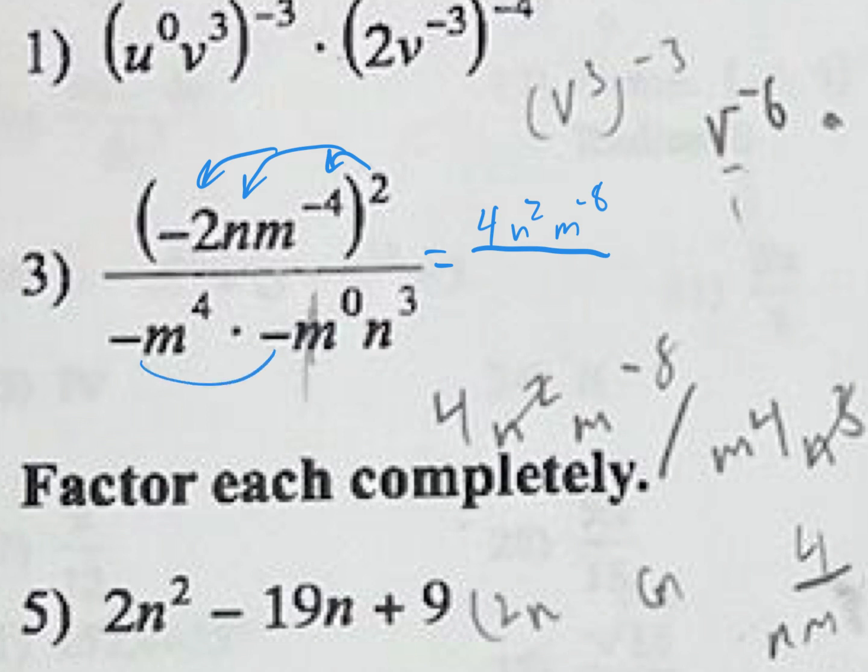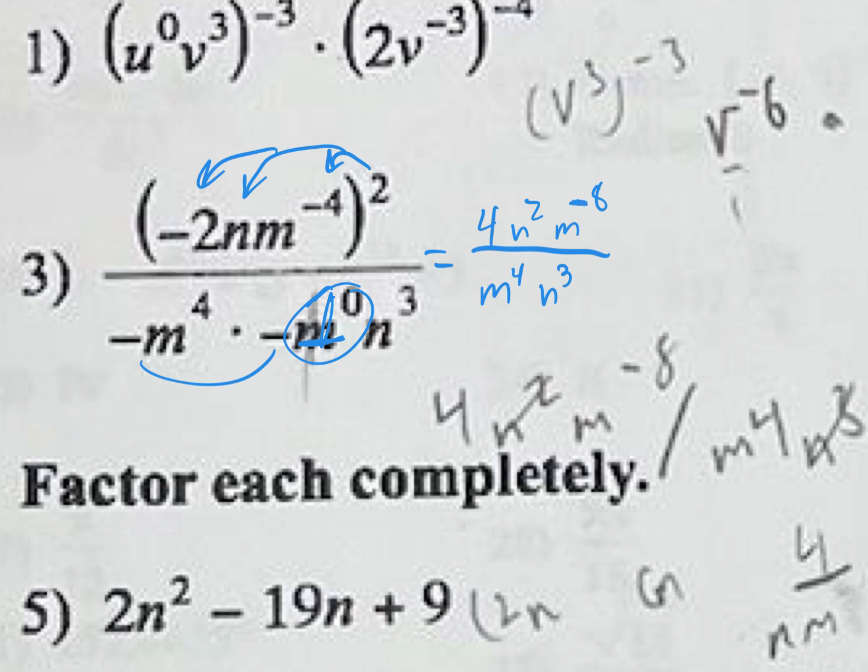Down here, let's see, we have a negative times a negative, so that makes a positive. Kind of funny that they put m to the 0, because that's really just like a 1. So really that's just like saying negative 1. So that just becomes m to the 4th and then n cubed. And now what you do is just kind of simplify, but that's a negative 8.